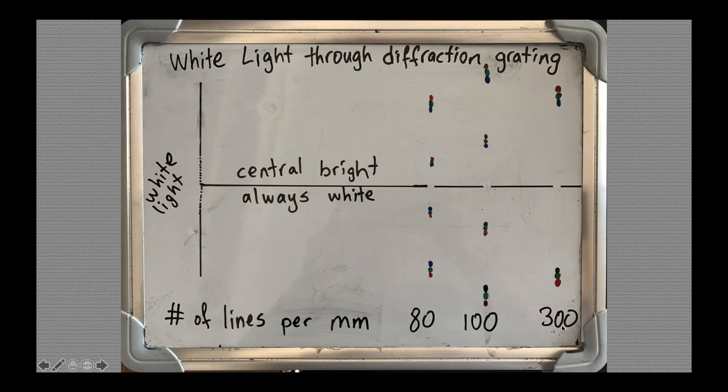If I was using a 300 lines per millimeter diffraction grating, I may not even be able to see the second order maxima because the pattern would get wider and wider, meaning the angle to the first maxima would be increasing. So the angle on the 80 would be that, the angle on the 100 would be that, and the angle on the 300 would be that angle. The angle always to the maximum.